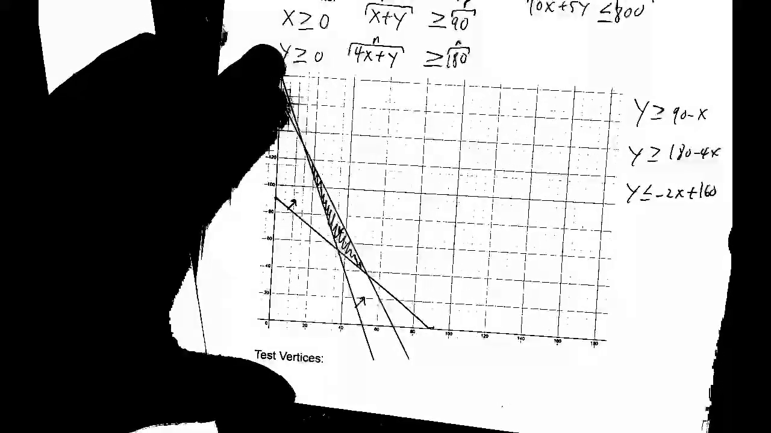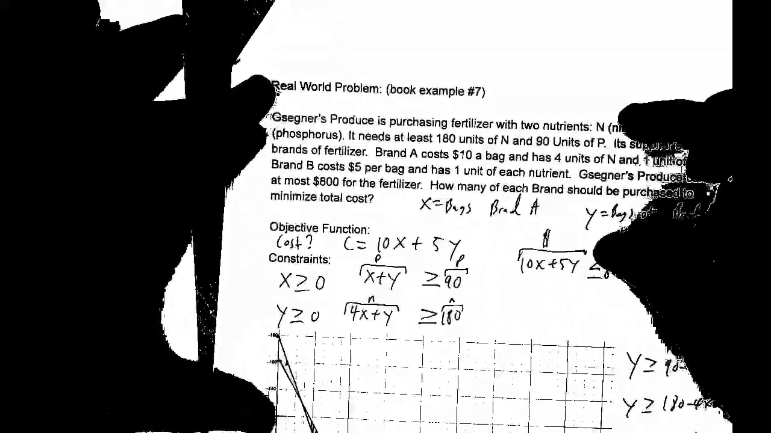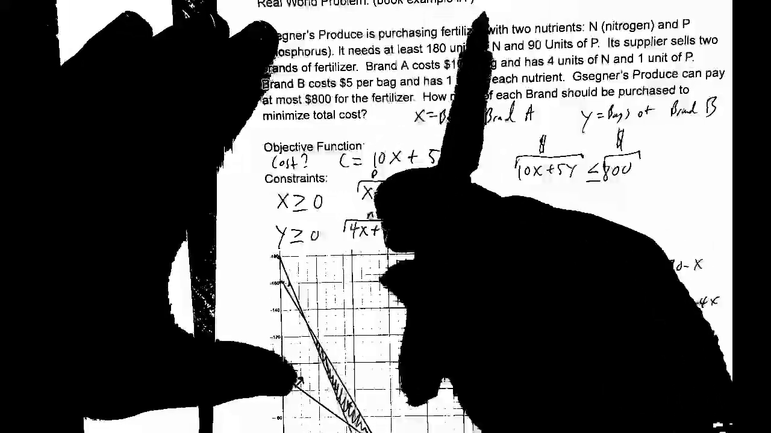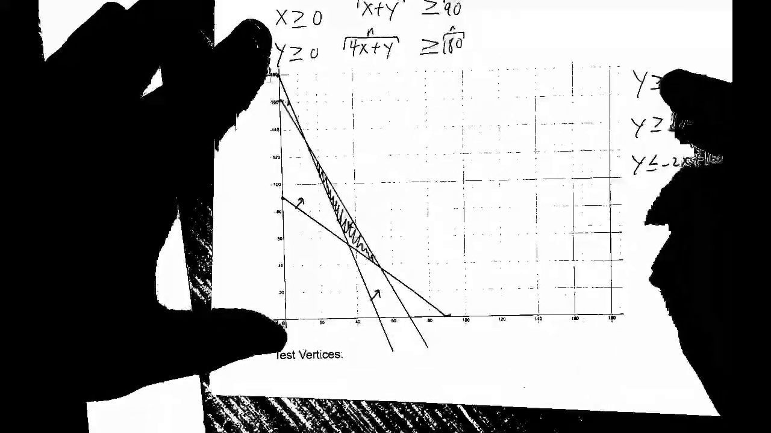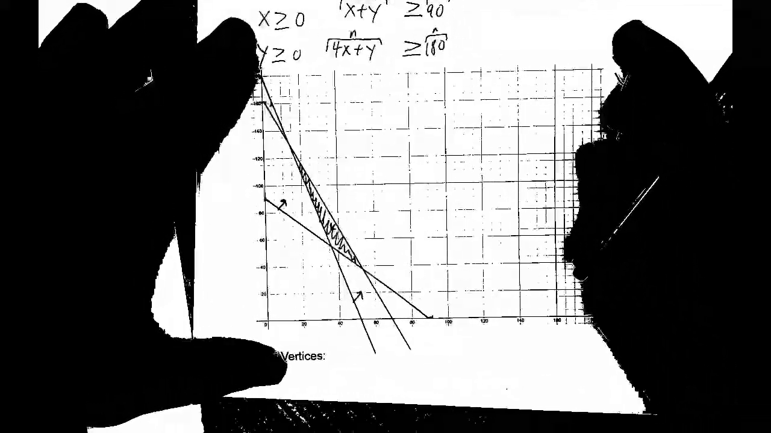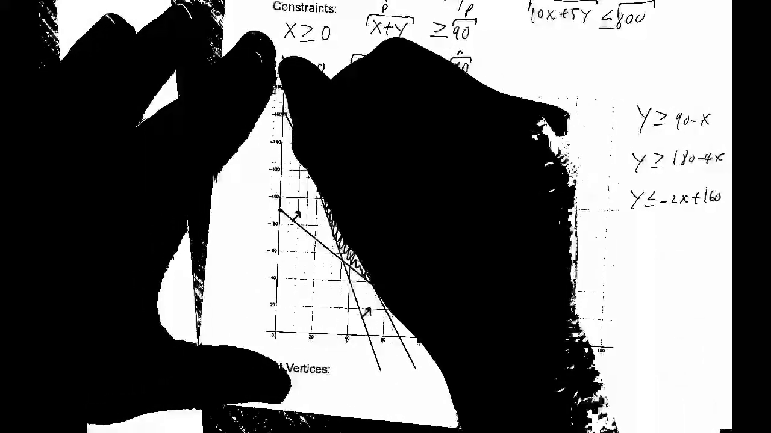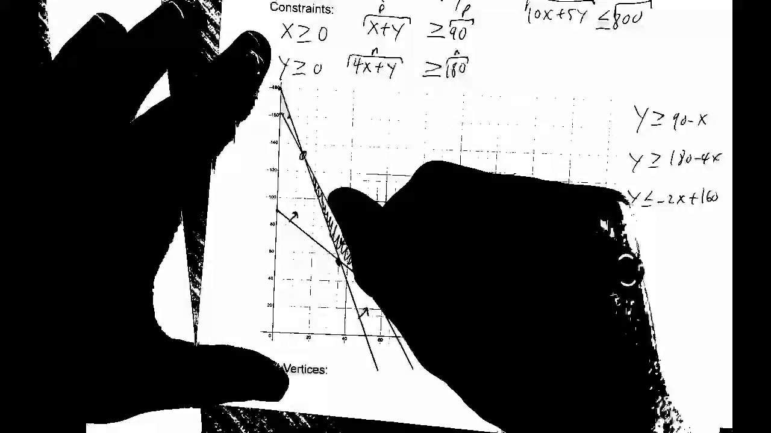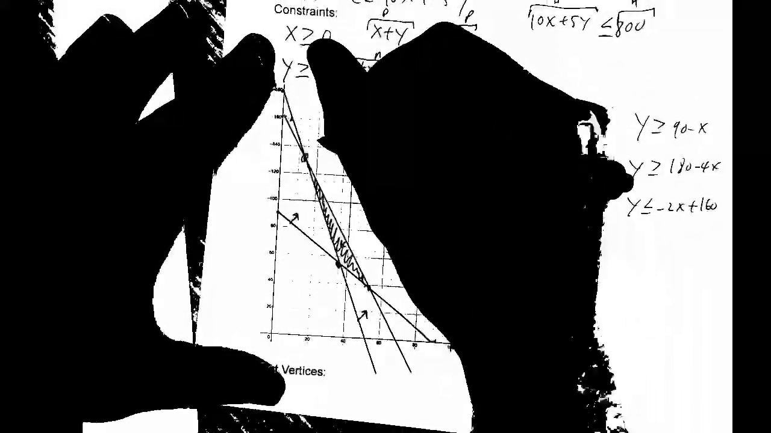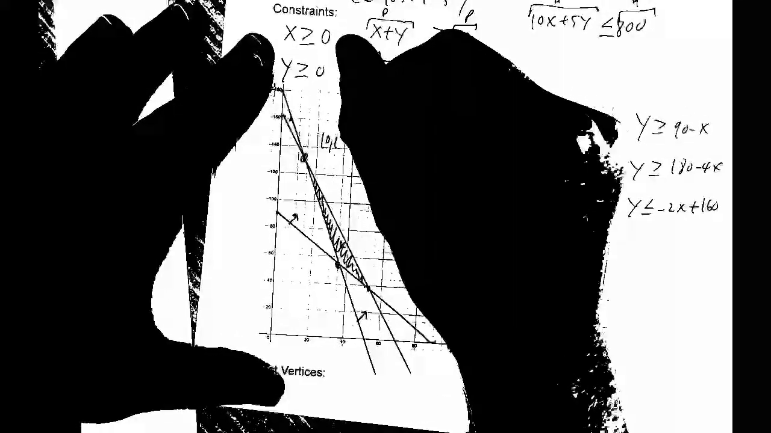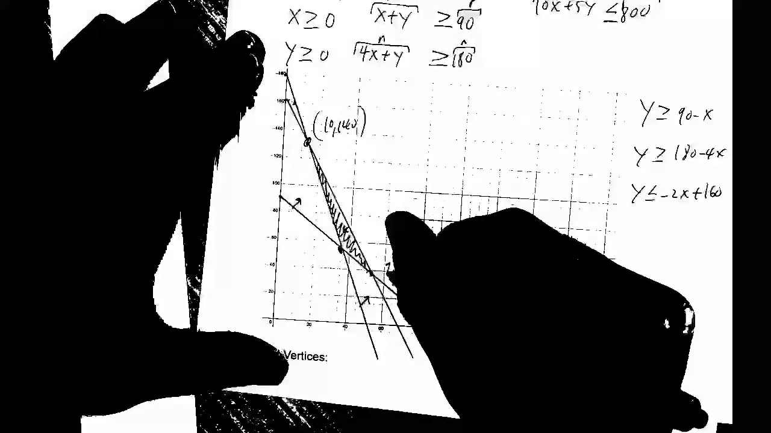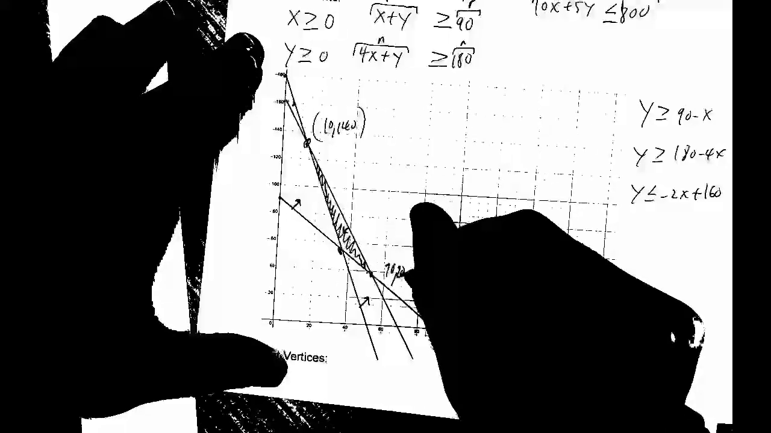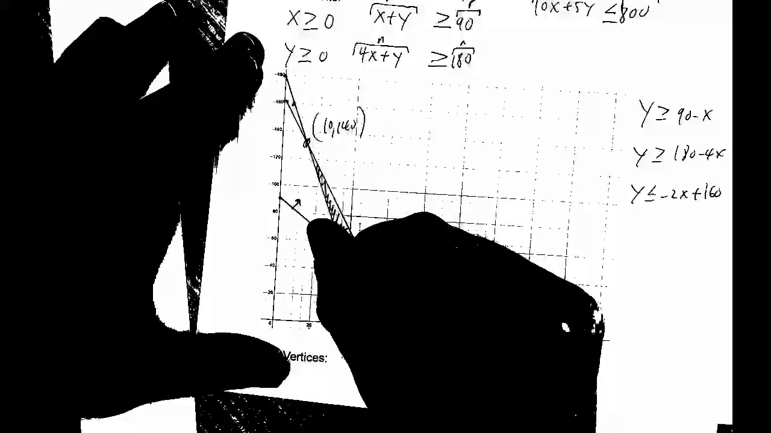Got it? So again, we read our question. From that, we got our costs and our constraints. We got y alone. We plotted them. We shaded based on our inequalities here. Now we got to get our vertices. So these points are 10, 140. This is 70, 20. And this is 30, 60.